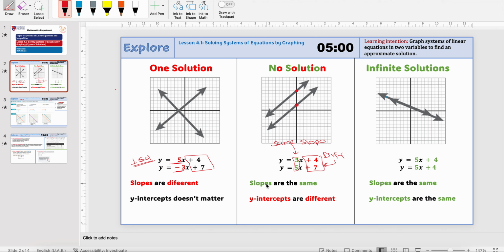Okay, so if I asked you to give me another equation that has no solution with these as well, you can tell me again the same slope, but another intercept, maybe minus 9.